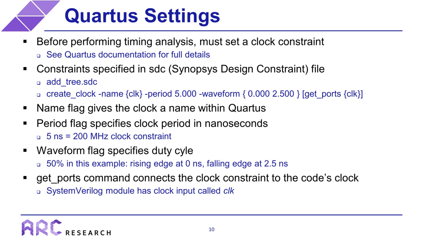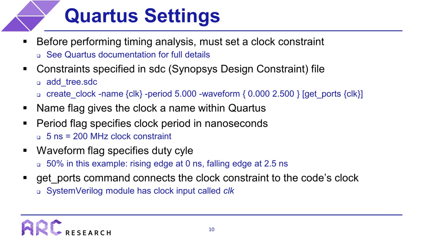Now, before we start with the timing analysis, there are some things we first have to do in Quartus. These are already done for you in the project provided in the repository, but it is important to understand for when you create your own new projects. First, before timing analysis, you have to set a clock constraint. Otherwise, the timing analyzer doesn't have a deadline to work with. So I'll explain the basics on this slide, but make sure to read the Quartus documentation for the full details of how you can specify constraints.